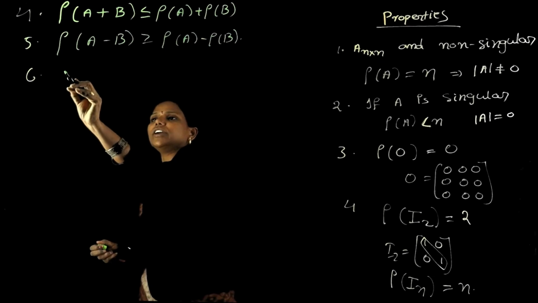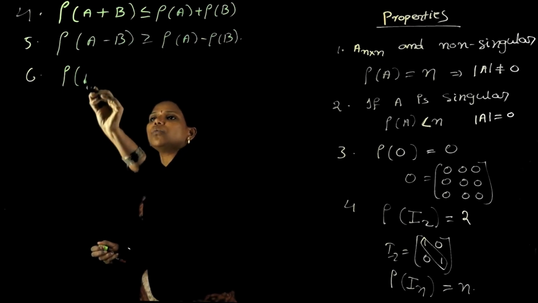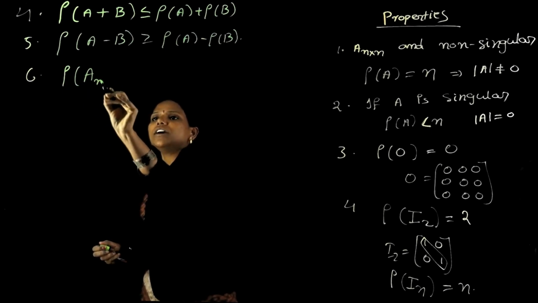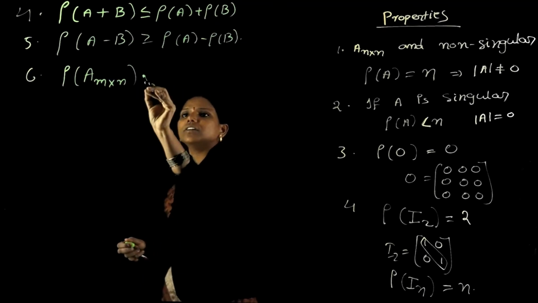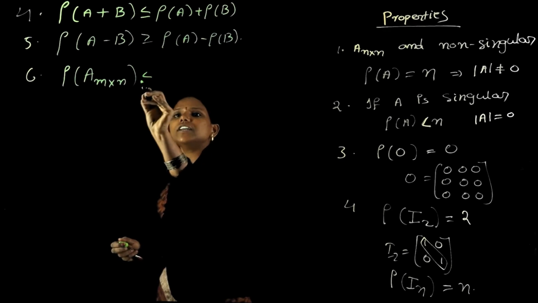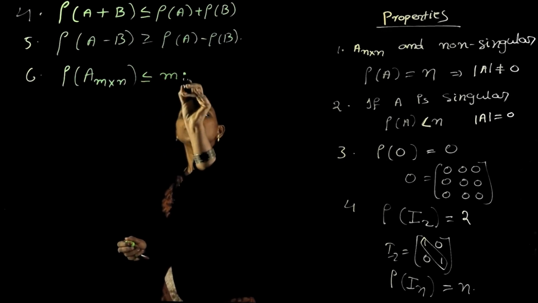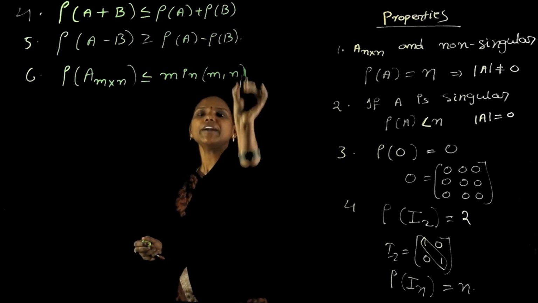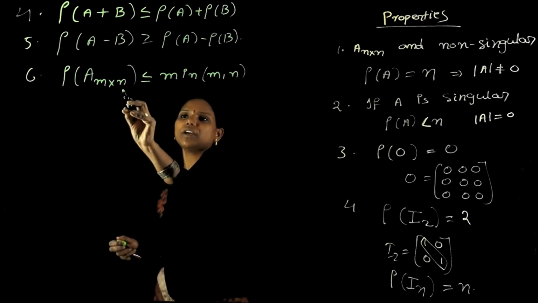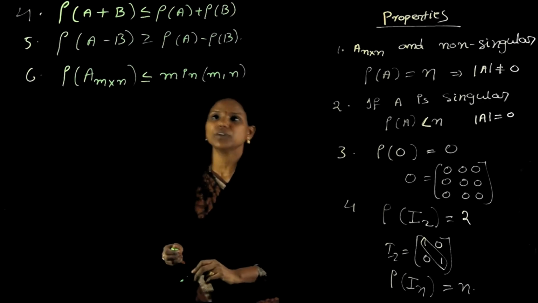Suppose I take rank of A of order m by n, which is rectangular matrix, it is less than or equals to minimum of m comma n. M indicates number of rows of A, n indicates number of columns of A.